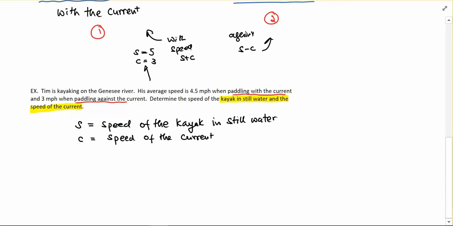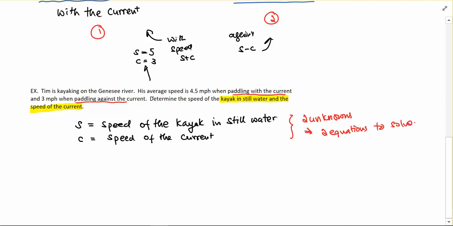All right, let's see if we can come up with some equations. Notice that we have two things that we don't know, so two unknowns. This means that we need two equations, just like we have been solving so far, because if you have two equations, we can use either the addition method or the substitution method to find the two unknowns. So let's see if we can come up with two equations.